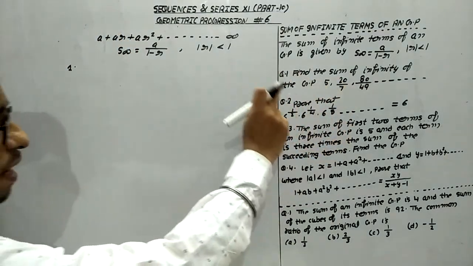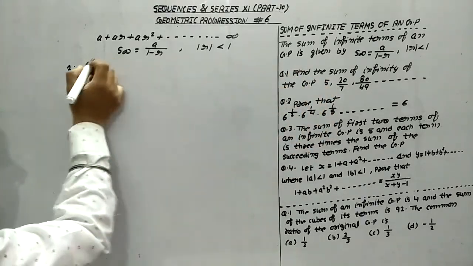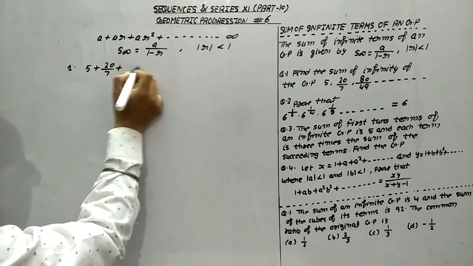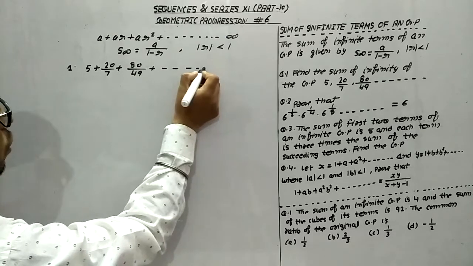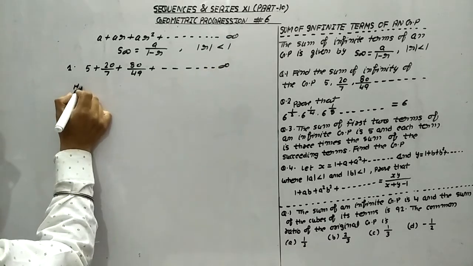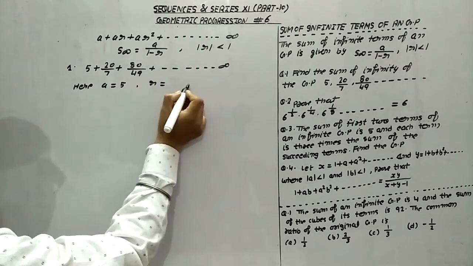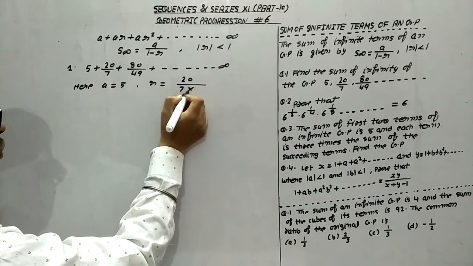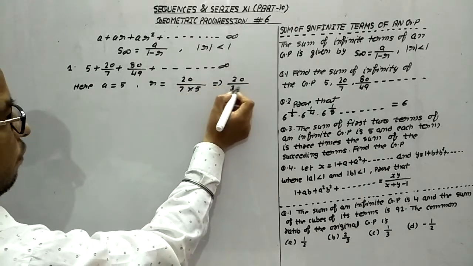Find the sum to infinity of the GP. It means for this we have to find the sum of the infinite terms of this GP. This is 5 plus 20 upon 7 plus 80 upon 49 plus and so on, up to infinity. So first of all you will say here A is equal to 5 and R is equal to 20 upon 7 into 1 upon 5. It means this becomes 20 upon 35.